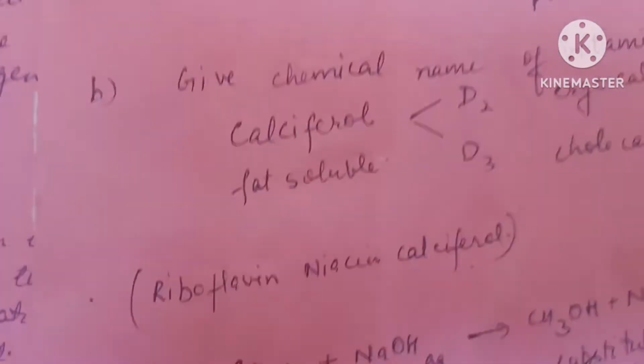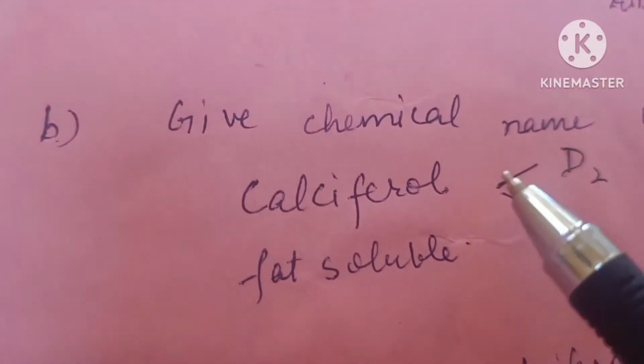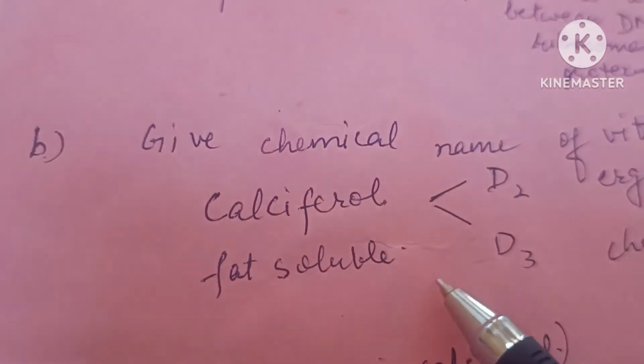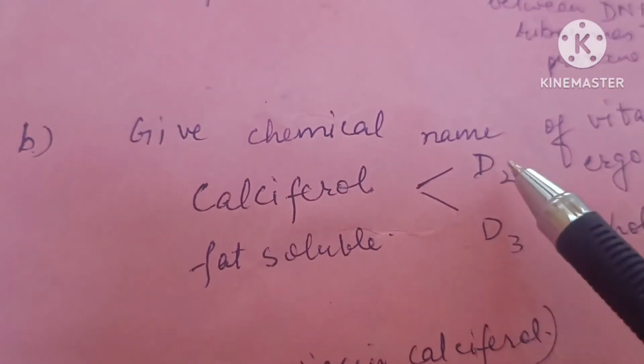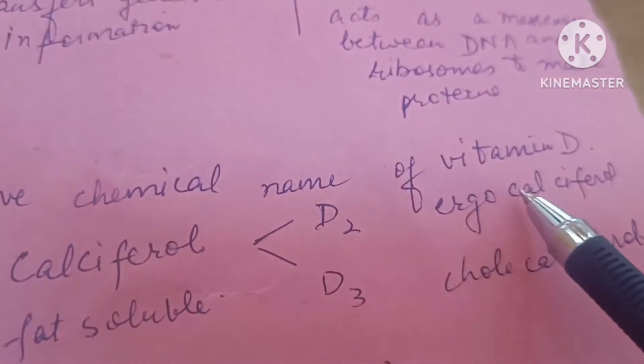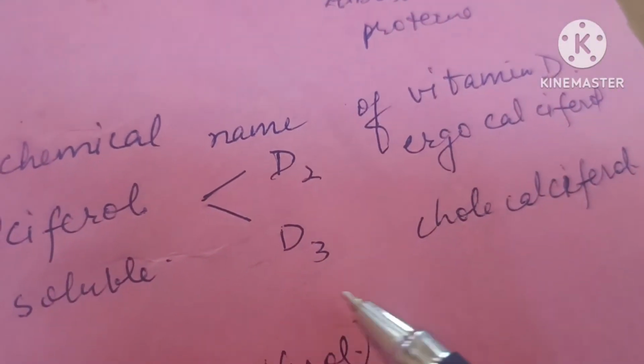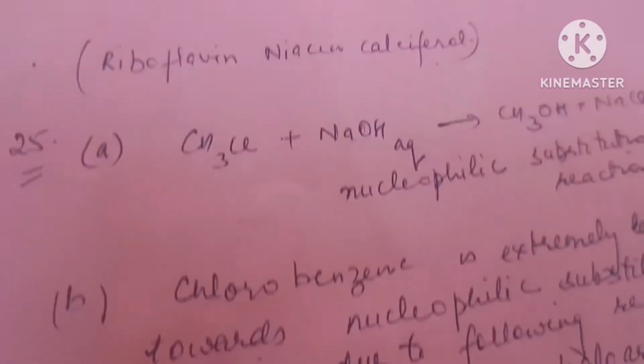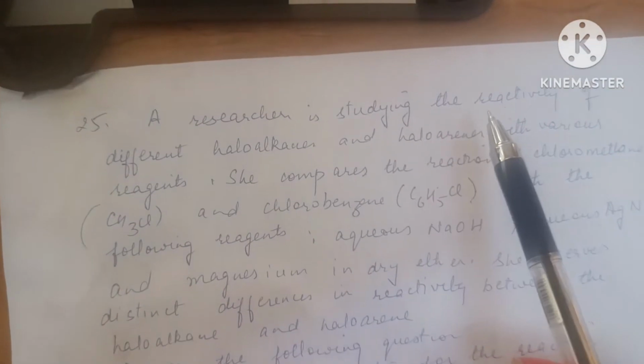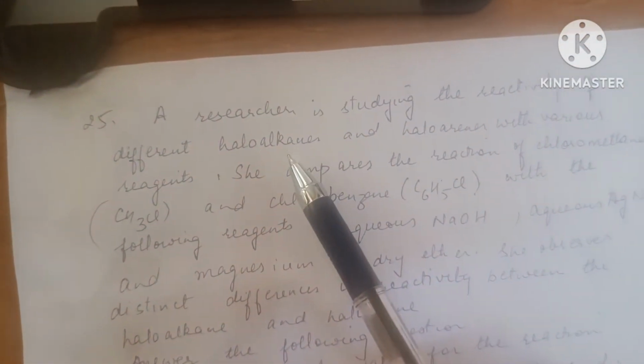Give the chemical name of vitamin D. So the answer is calciferol. There are two types of vitamin D, D2 and D3. D2 is ergocalciferol and D3 is cholecalciferol.